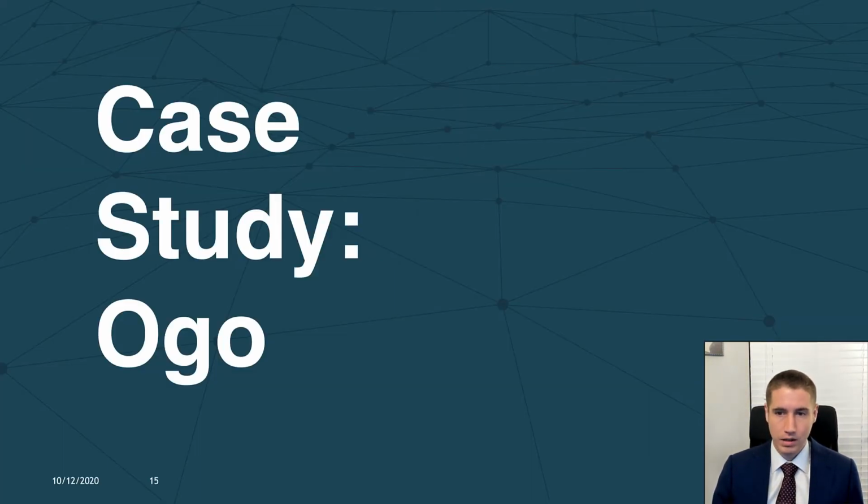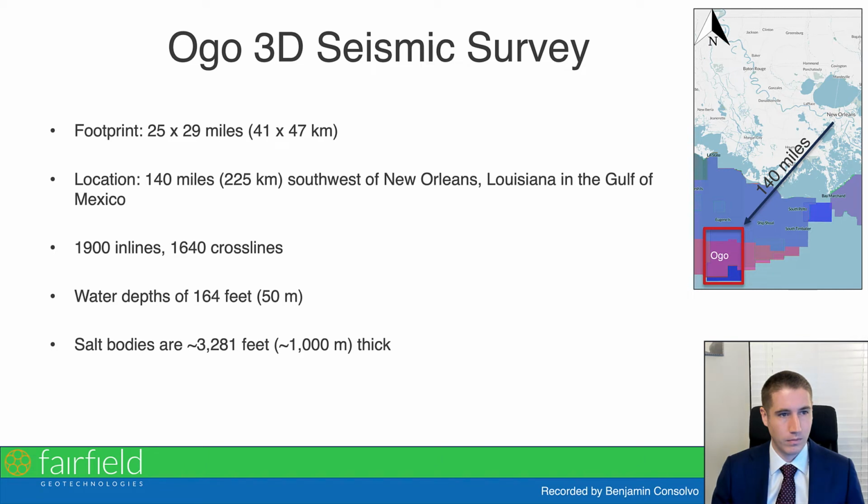Moving on to our second case study, which is also an offshore field in the Gulf of Mexico, as I mentioned, called OGO. The OGO 3D seismic survey has a larger footprint than Julia at 25 by 29 miles, and it's located 140 miles southwest of New Orleans in the Gulf of Mexico. It was recorded on 1900 inlines and 1640 crosslines. The water depths are much shallower than at Julia, at only around 50 meters or 160 feet. The salt bodies are much smaller, more dispersed, and only around 3,000 feet thick.